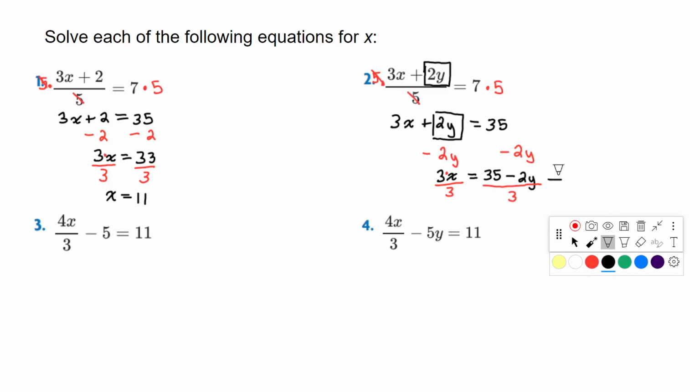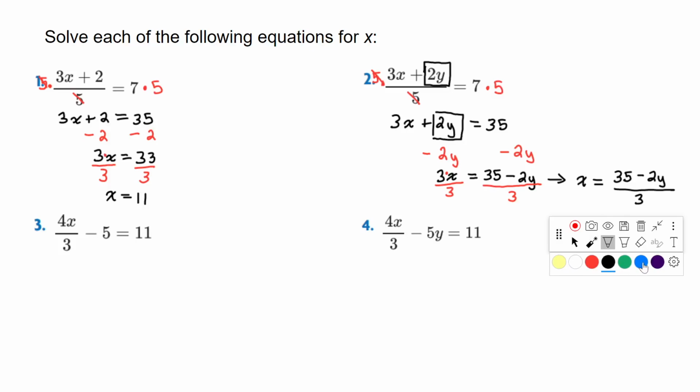So we now have a solution of x equals 35 minus 2y, all of that divided by 3. Now, if 35 and 2 were multiples of 3, I would simplify this further, but they aren't, so this is my final answer.